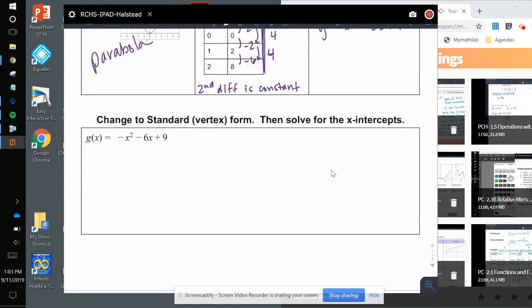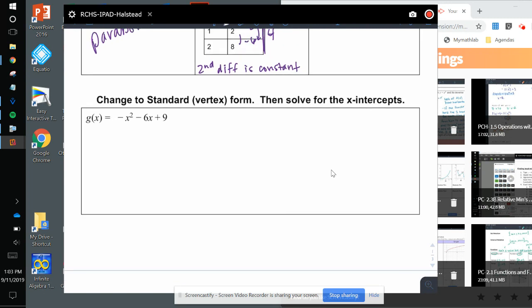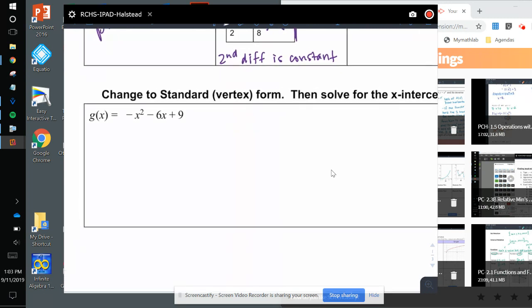Okay, we're going to change from general form to standard form, which is, remember, actually vertex form. And then we're going to find the x-intercepts from standard / vertex form. Okay, this is general form. Y is equal to ax squared plus bx plus c. So I'm going to subtract 9 because what I want to do is complete the square.